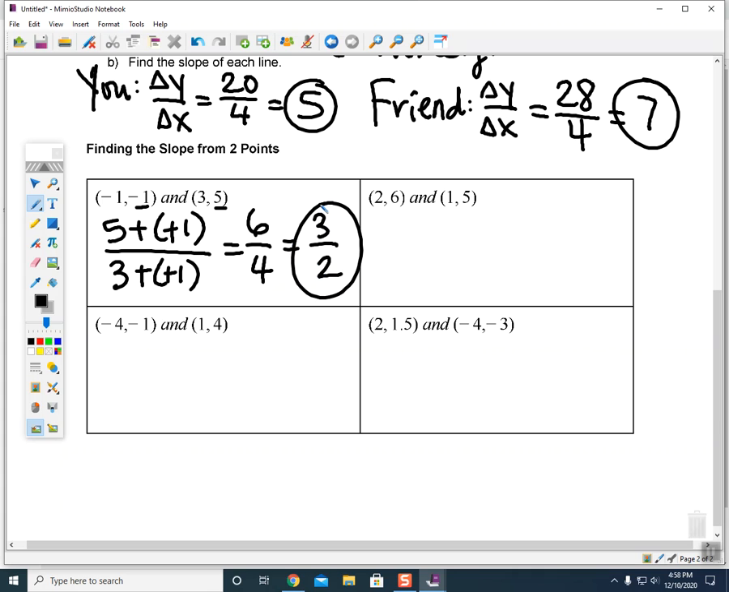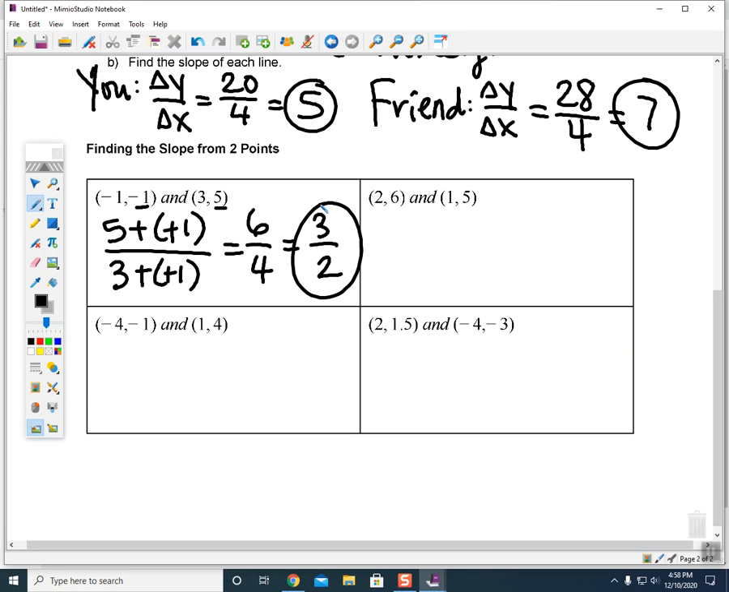I want you to go ahead and try the rest on your own. Well, maybe let's do one more. We'll do one more, and then you'll try the rest on your own. Let's look at, I guess we'll just look at the second one. So 2, 6, and 1, 5. I can do the same thing.